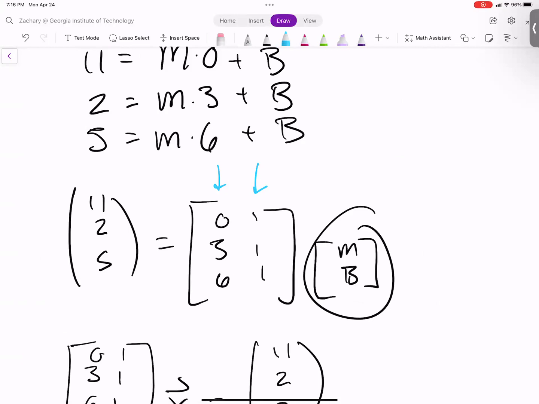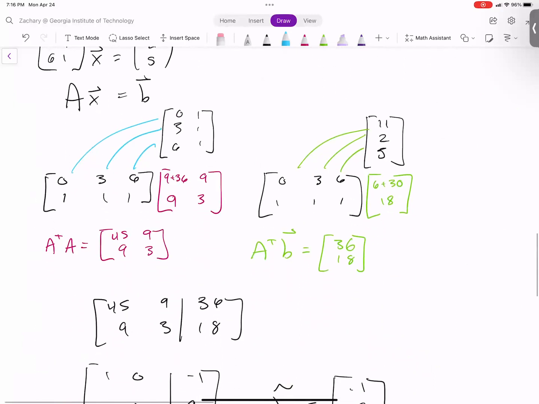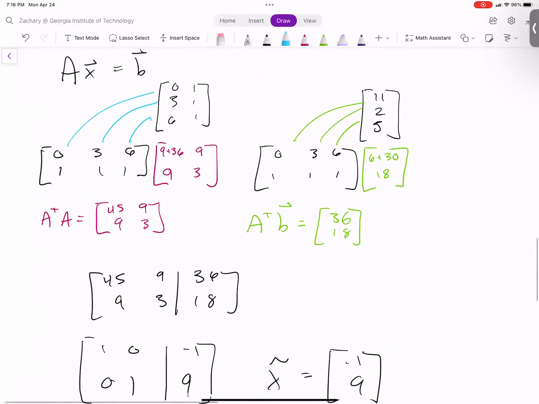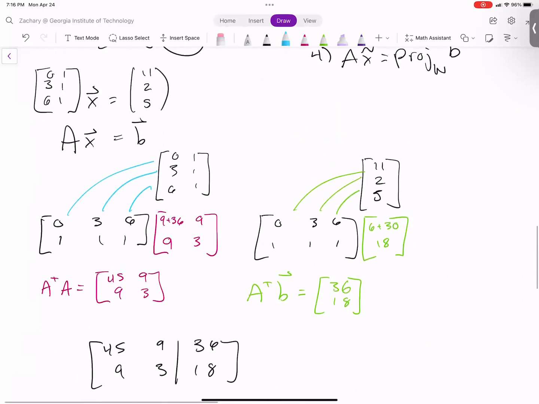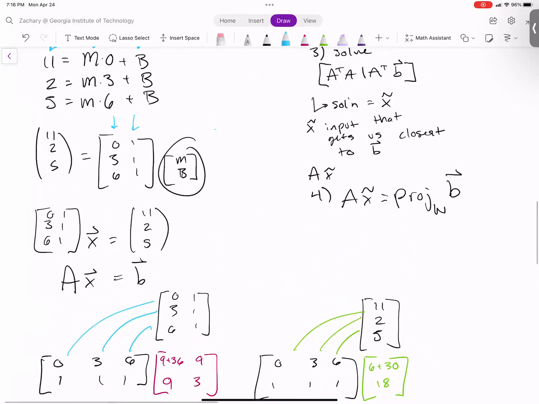Yeah, this is my X vector, if you'll call it that. It just means this is the M column and this is the B column. Because if you want to multiply those matrices out, you'll get the original equations we had. Okay, yeah. I multiplied A transpose times A, and A transpose times B. Okay, and those were from our original setup of the equation, which is from here.